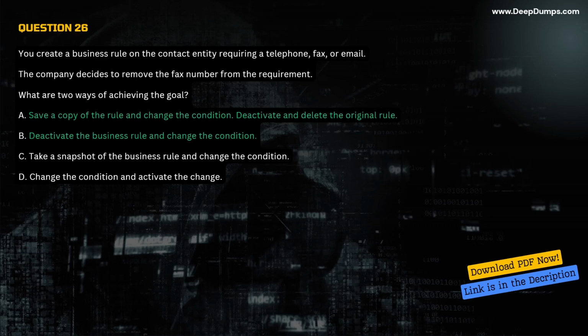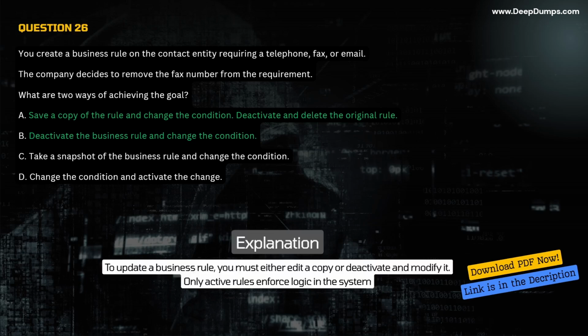Save a copy of the rule and change the condition. Deactivate and delete the original rule. Deactivate the business rule and change the condition. Explanation. To update a business rule, you must either edit a copy or deactivate and modify it. Only active rules enforce logic in the system.